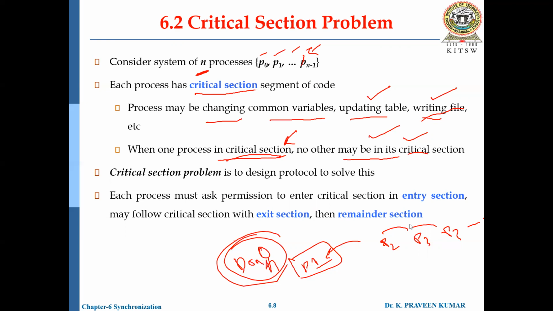The critical section problem is to design a protocol to solve this. No other process should enter the CPU, and that is what we have to design. Each process must ask permission to enter the critical section in the entry section, so in the entry section itself they have to take permission. It may follow the critical section with an exit section and a remainder section. Now let us see this.